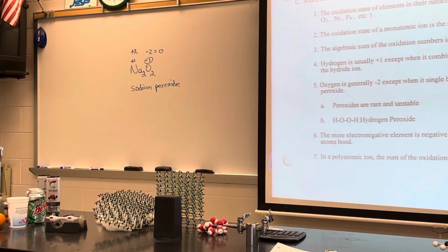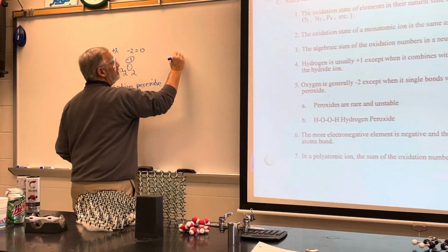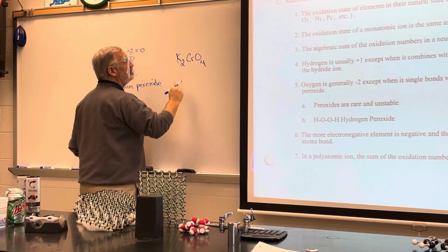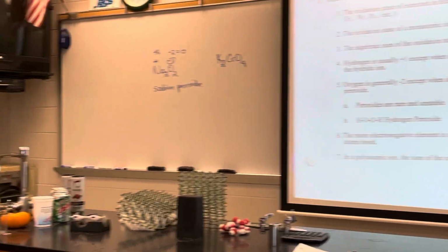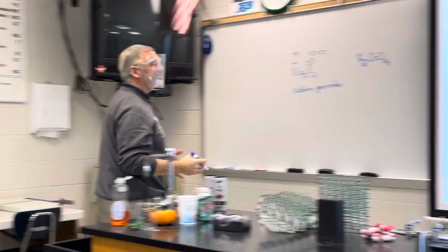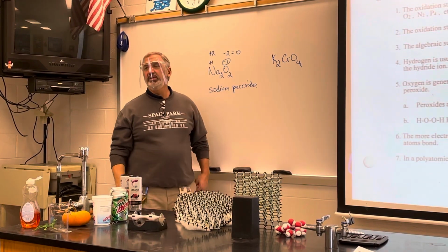Let's just go through and practice something else. A pretty yellow compound is potassium chromate. If you go and look, chromium can have a +3, +6, or +2 oxidation state. Which one is it in? You tell me. Don't say the answer out loud. What's the oxidation state of chromium in potassium chromate?